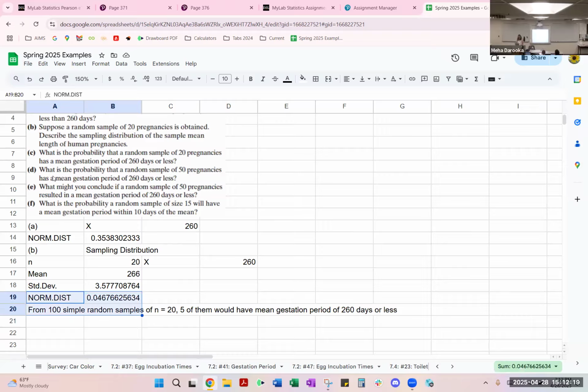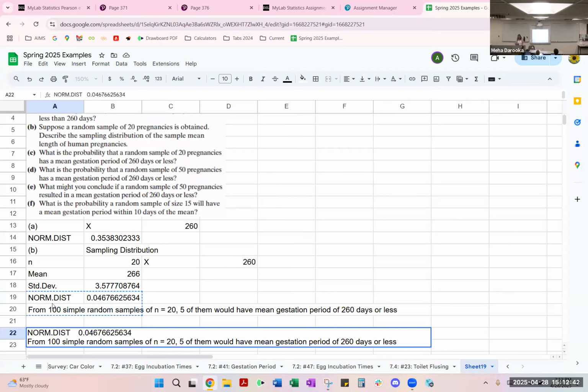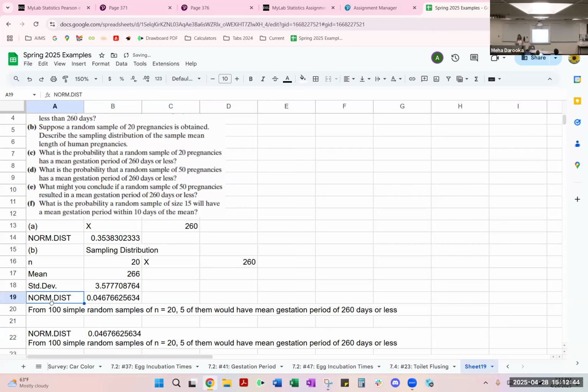Part B is saying, what is the probability that a random sample of 50 pregnancies has a mean gestation period of 260 days or less? So what do we need to modify here when they're saying in part B that our random sample size is now 50 instead of 20? How will our math change here, guys?